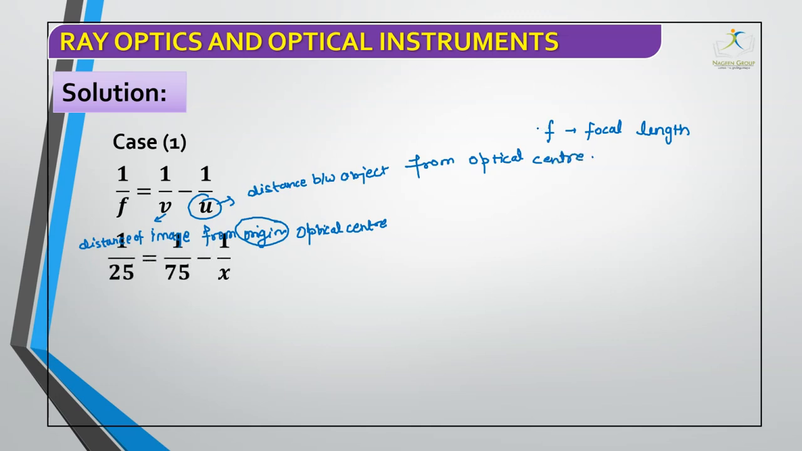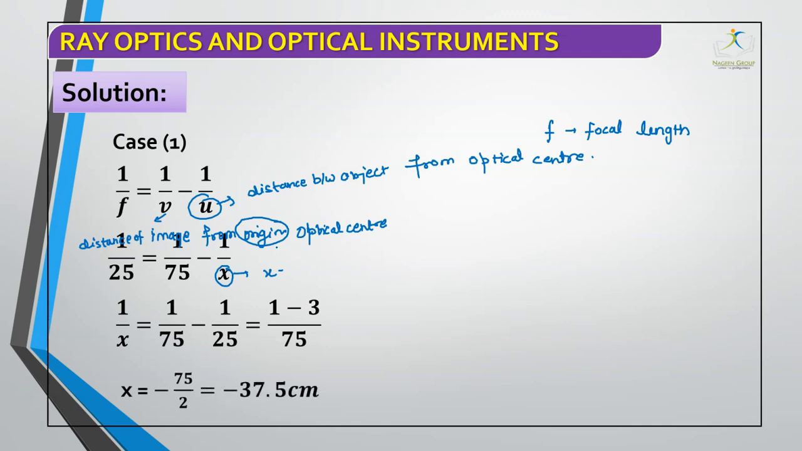Now I'm just putting all these values over here. We know the value of u is what we have to find, so I'm just assuming this is x. After solution, we get the result: x is equal to minus 37.5 centimeter.